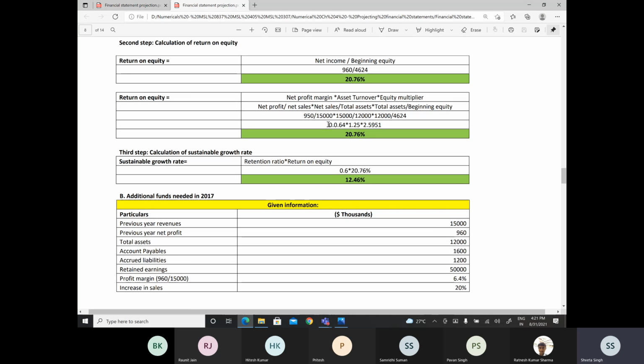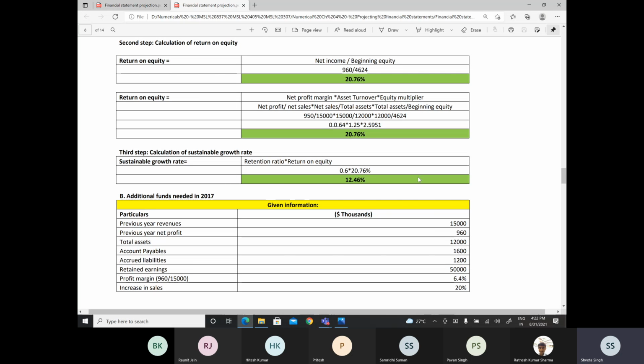Otherwise, the other formula used for calculating return on equity is your net profit margin into asset turnover into equity multiplier, which is nothing but net profit margin is net profit upon net sales, asset turnover is net sales upon total assets, and equity multiplier is total assets upon beginning equity. So if you see again over here, net sales and net sales will cancel out. Total assets and total assets will cancel out. So we will get eventually net profit upon beginning equity.